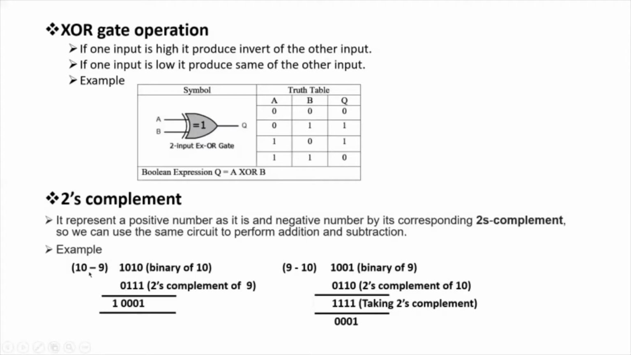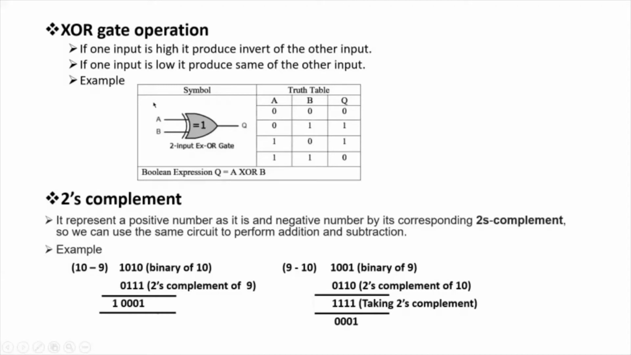As you can see in the example, 10 minus 9. So 1010 is the binary value of 10, and 0111 is the 2's complement representing minus 9. By adding these two, we get the value 0001. So actually, we are performing an addition operation between the binary of 10 and the 2's complement of 9, but we are getting the subtraction value of these two. So this is called 2's complement.